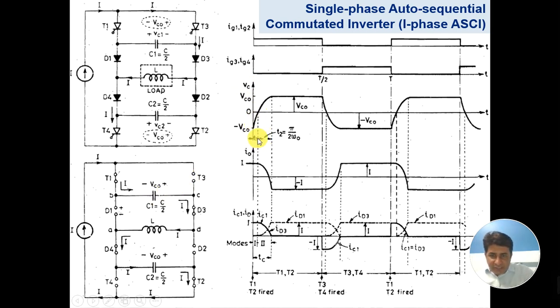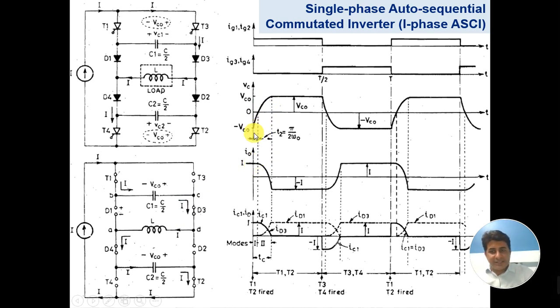So this is the time t1. During time t1, the capacitor will first discharge. And during time t2, the capacitor will charge. So this discharging and charging of the capacitor will happen in time t1 and t2. When the capacitor is discharging, the output current is I.